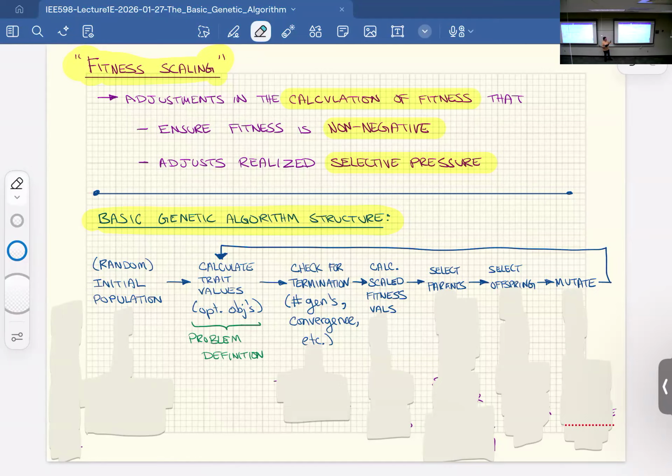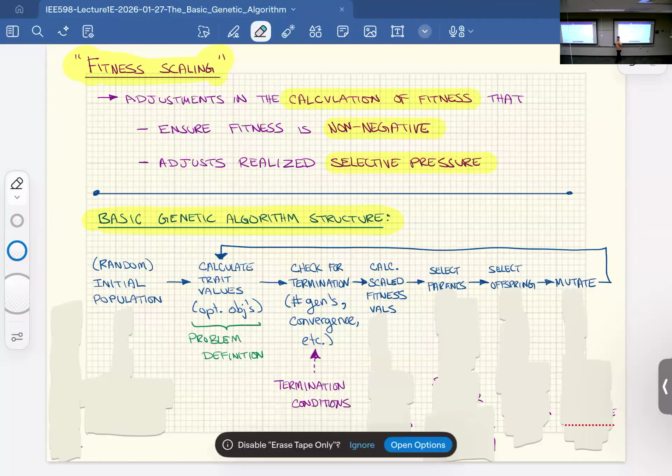So in each one of these cases, I've defined a bunch of things that we have control over, or the person running the algorithm has control over. I mentioned the termination conditions. When we check for termination, that is a degree of freedom in the algorithm. I've mentioned the scaling functions. You can choose different scaling functions or different parameters of existing scaling functions.